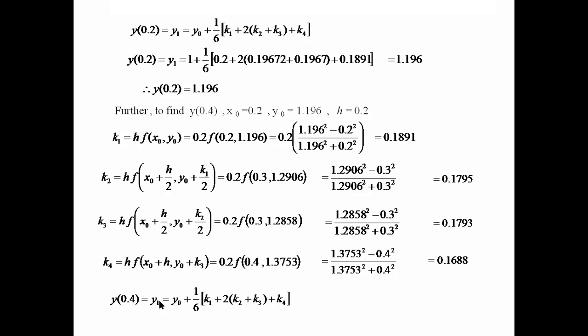The solution at 0.4 is y2 equal to y naught plus 1 by 6 into k1 plus 2 times k2 plus k3 plus k4. On simplification, we see that it's 1.3752. That's the solution for this differential equation. Like that, we can solve any differential equation by the RK method of order 4. Similarly, you can solve this type of problem using the RK method of order 3 also. You have seen the formula written for order 3.